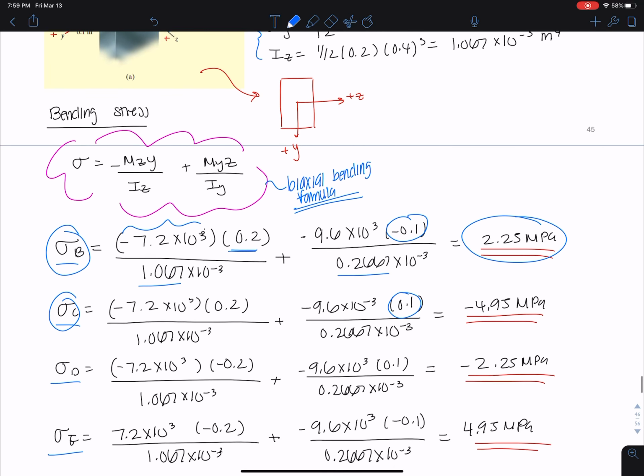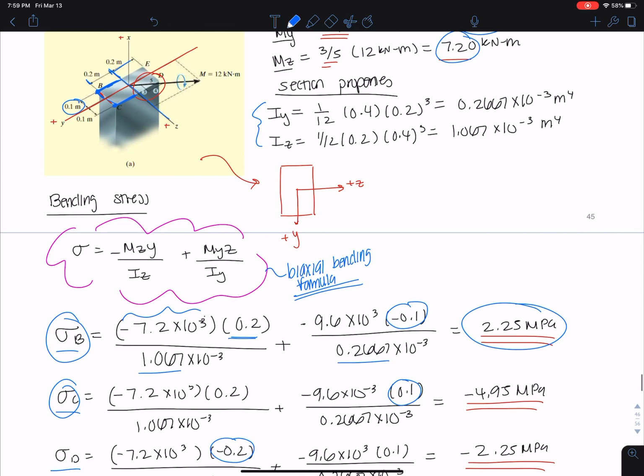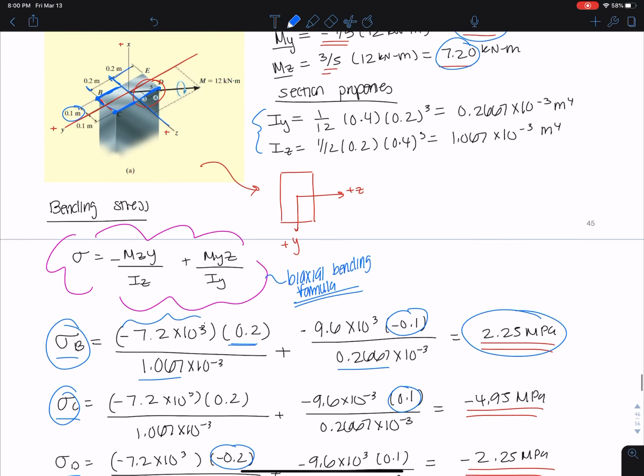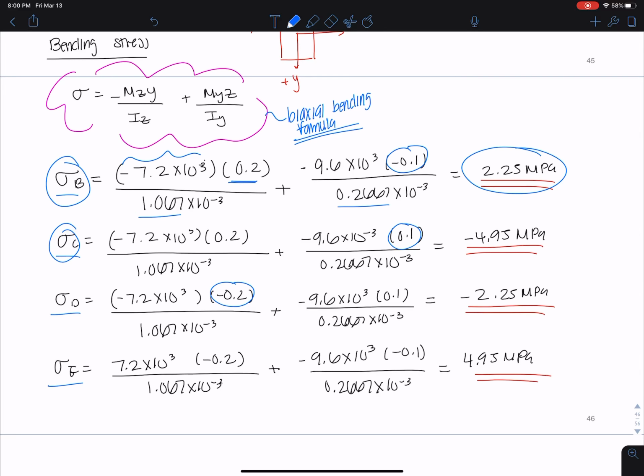Here, let's move on. With sigma d, you can see here, I'm going to have the negative 0.2. That would be my y from d. Let me show you here. I would be here, D, and I'd have to measure from the Y direction, this 0.2, and then the 0.1 away, of course, from the Z axis. Okay, so I get all of these values here.